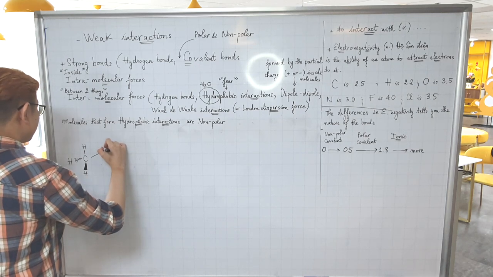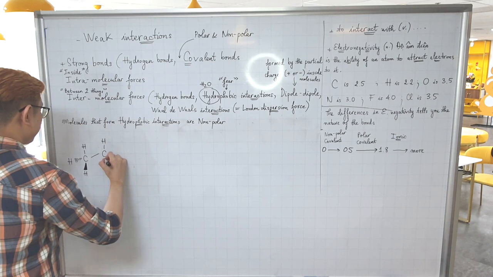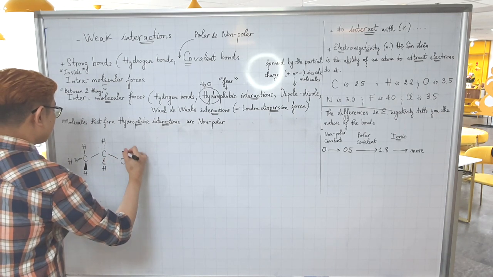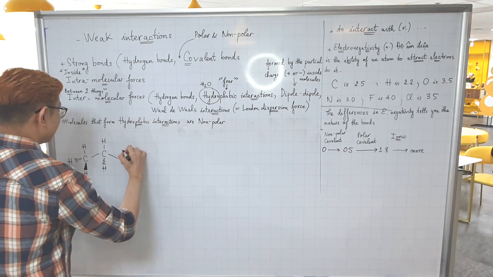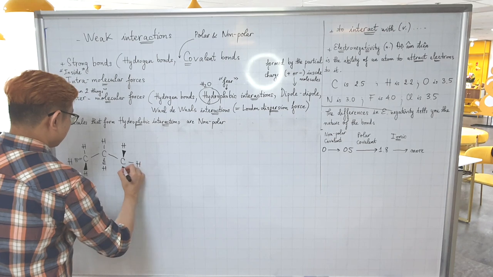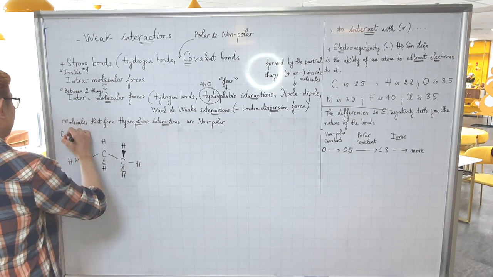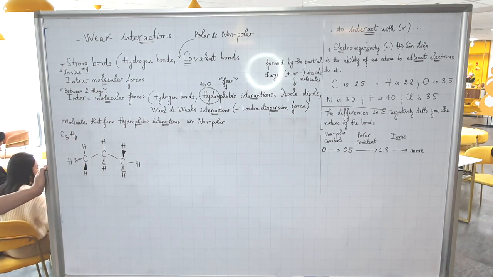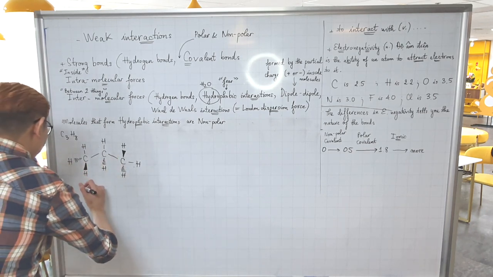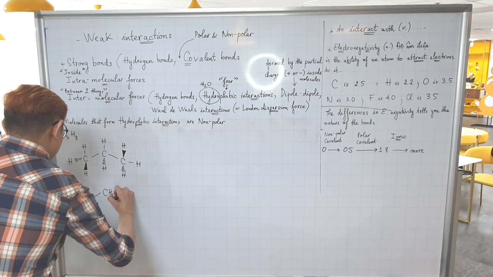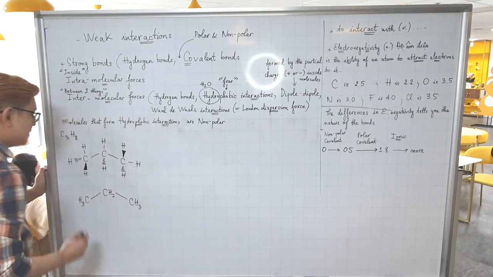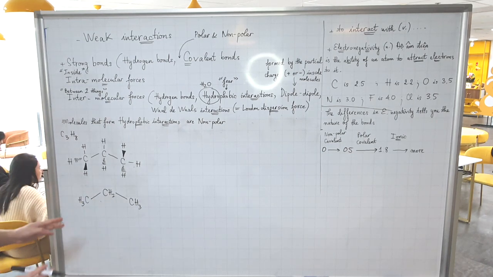I'm just gonna write like this. Random, just random. So C3H8, an organic molecule. So it will form hydrophobic interaction with something else. I don't want to write too much, so that's why I write it like this. Okay, but look at this case.